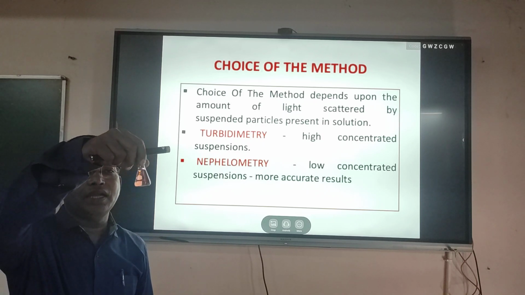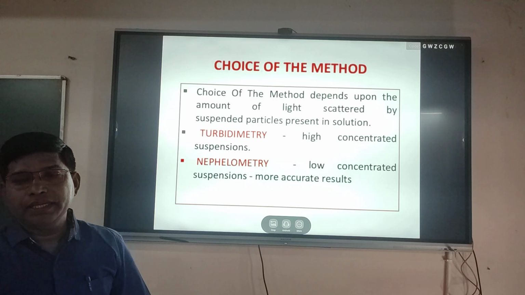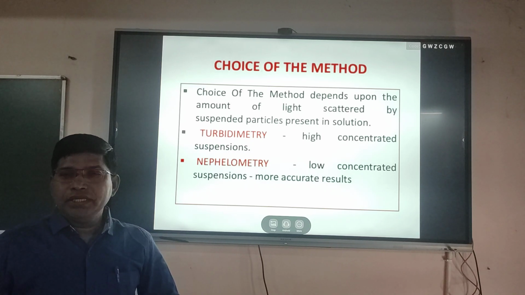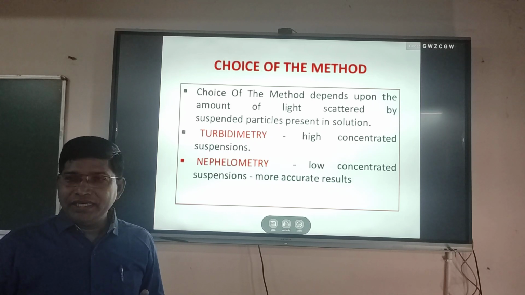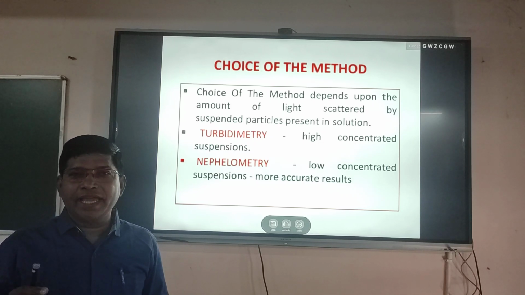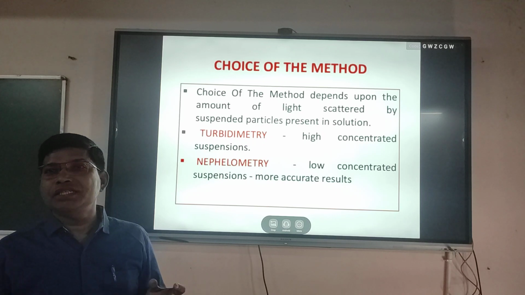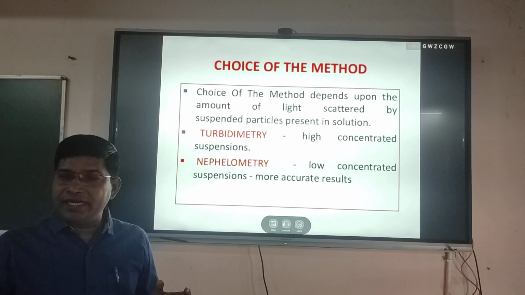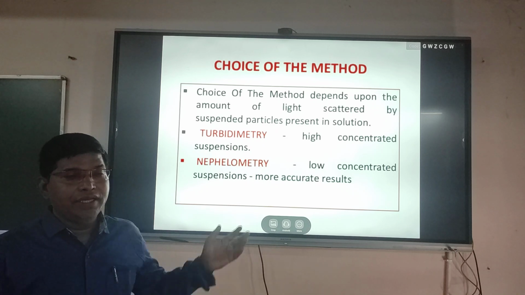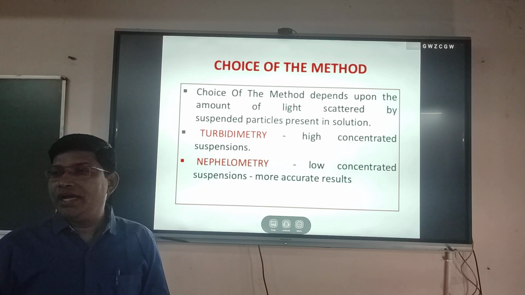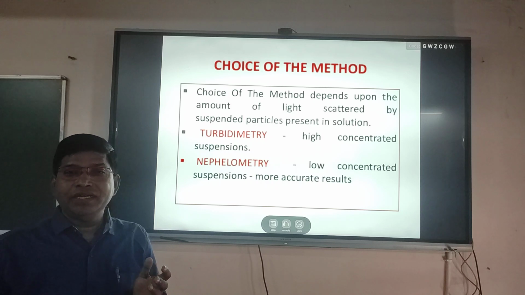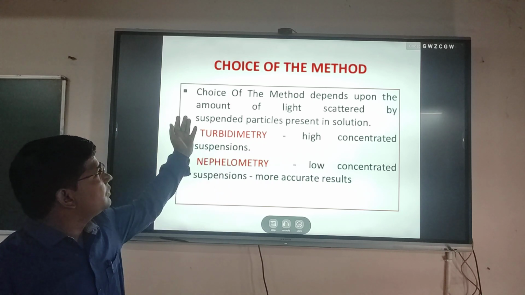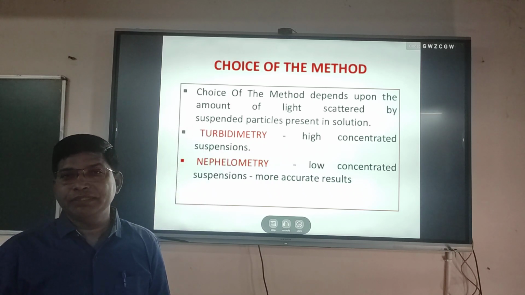Suppose you have a colored solution. In acid-base radical analysis, most of the time you have seen the solution is turbid. That turbid solution can be used. There you are doing qualitative analysis. The same solution can be analyzed quantitatively if you are using nephelometry or turbidimetry.